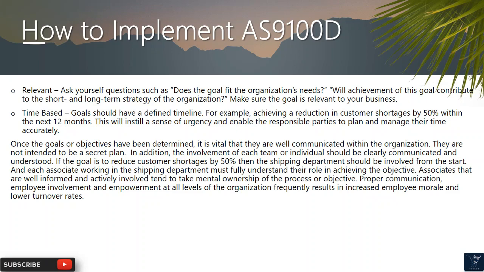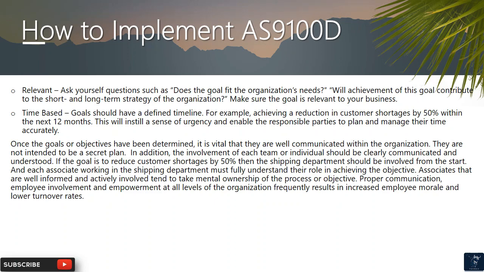Time-based, goals should have a defined timeline. For example, achieving a reduction in customer shortages by 50% within the next 12 months. This will instill a sense of urgency and enable the responsible parties to plan and manage their time accurately.